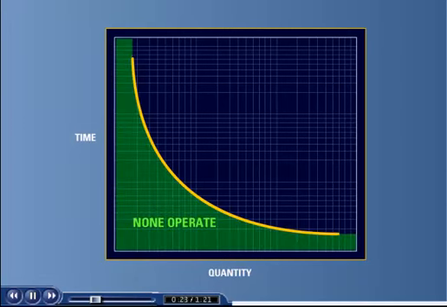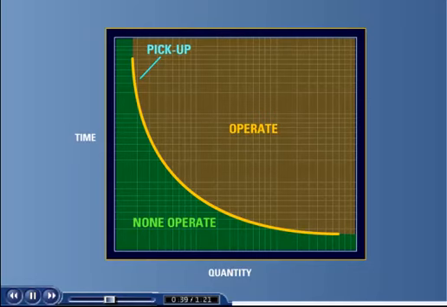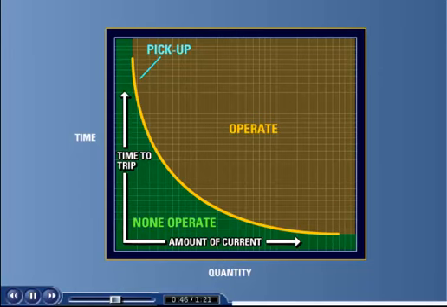The first is the non-operate region, and as the name implies, the element will not operate when the intersection of the two measured quantities falls within this area. The second is the curve which represents the point at which the element picks up. The third region is the operate region. The element will operate when the intersection of the two measured quantities falls within this area. Operating characteristic curves are useful for determining the relay settings that will provide the necessary speed, selectivity, and sensitivity to protect the power system and to coordinate with other protective devices.